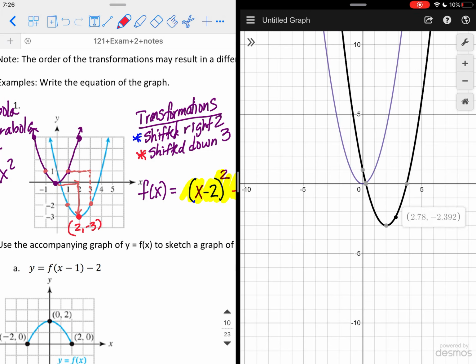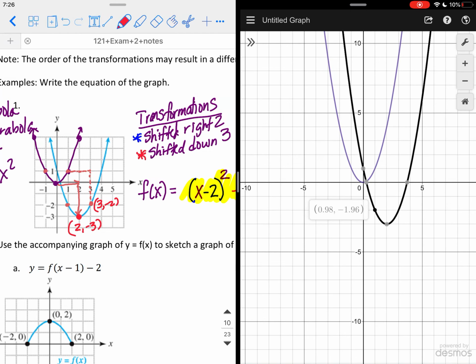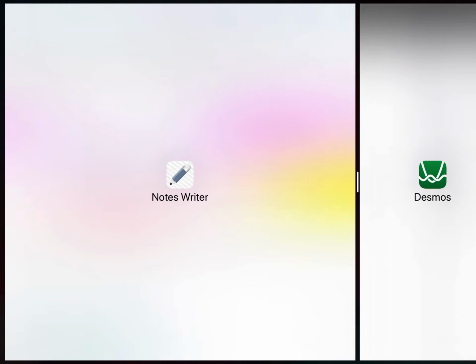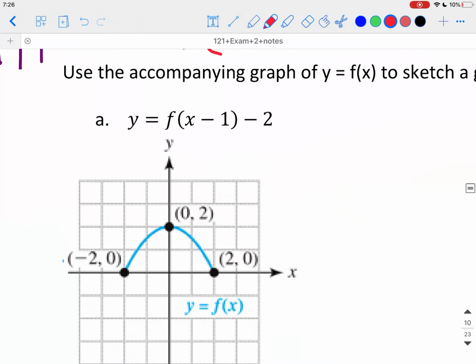And then this point right here is 3, negative 2, which is this point right here, 3, negative 2. And on this side, I have 1, negative 2. Positive 1, negative 2. And so yes, my equation matches the graph for this kid. All right, next one.